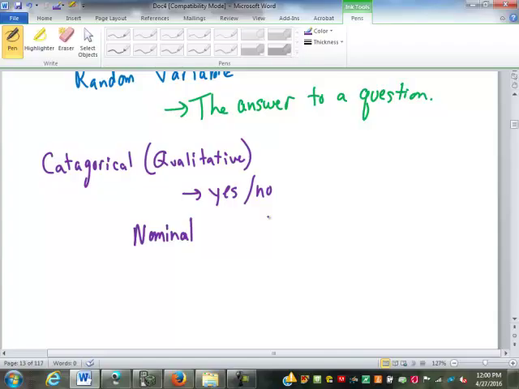Or maybe, what's your favorite fast food restaurant? McDonald's, Wendy's, Burger King, Hardee's. Again, by name only. Or a categorical variable, maybe ordinal.